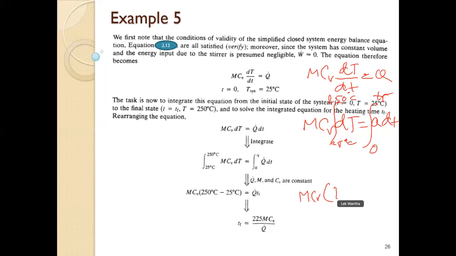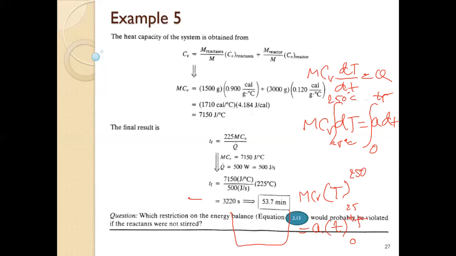Get the temperature from 25 to, equal to Q, time from 0 to TM. And then MCV times 250 minutes equal to QTF minus 0. And then you can find TF equal to MCV divided by Q. You know M.